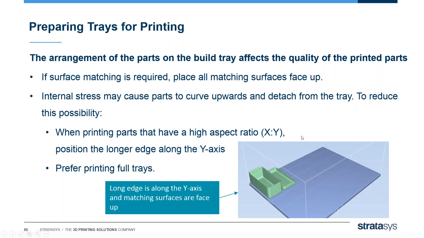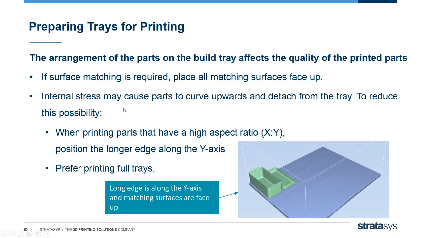Okay, printing recommendations and tips. Of course, the arrangement of the parts on the build tray affects the quality of the printed parts. This is true, and you have to be aware that it is absolutely necessary to follow these printing recommendations. Matching surfaces, like this box, and this works for all additive manufactured parts, should be placed in the same direction.